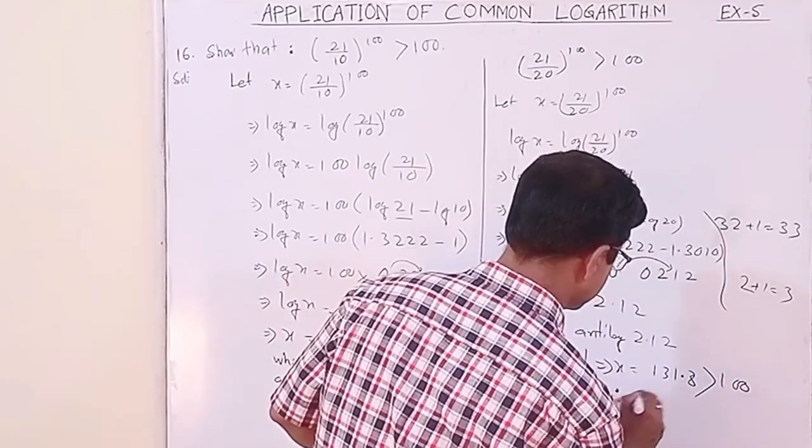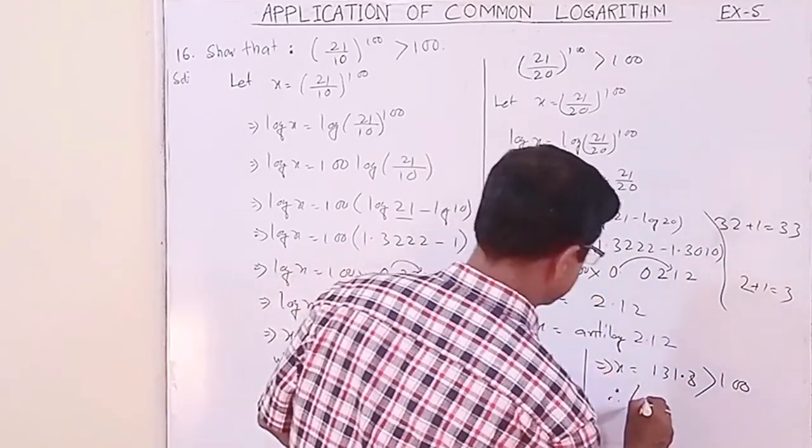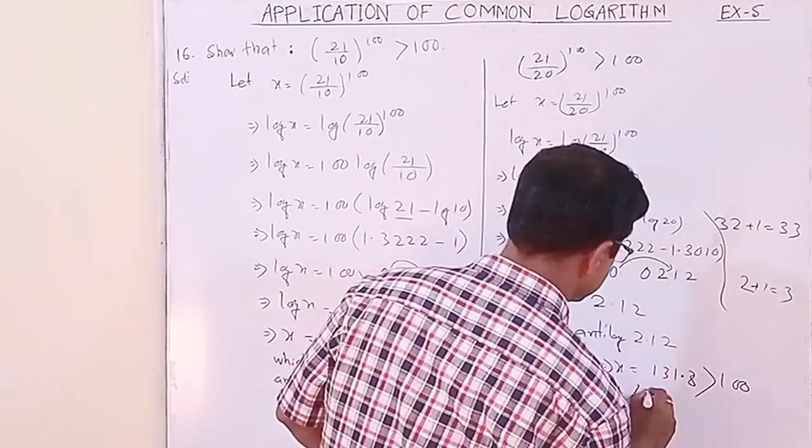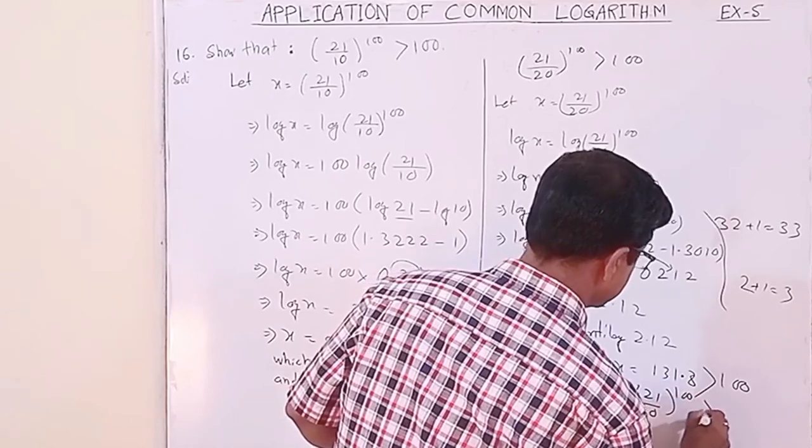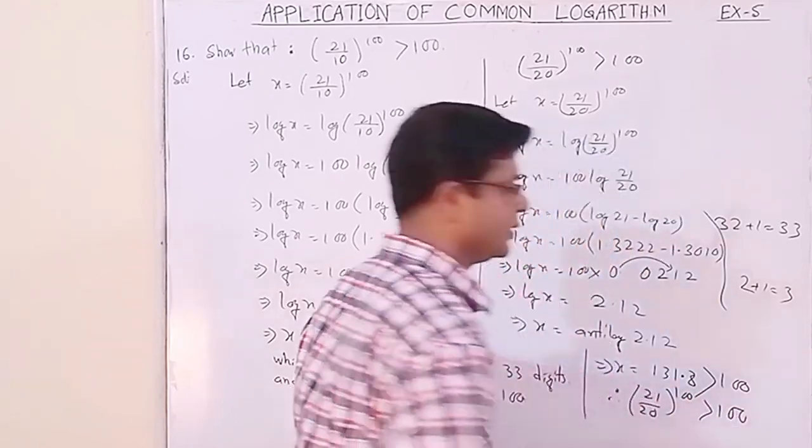Okay, so what is the conclusion? This means we have taken this 21 by 20 to the power 100, so this is greater than 100, thus we can solve. All right.